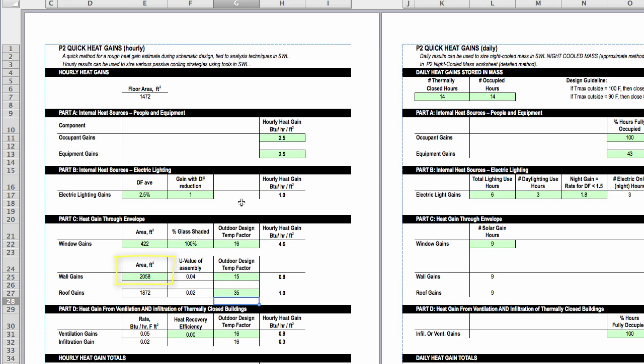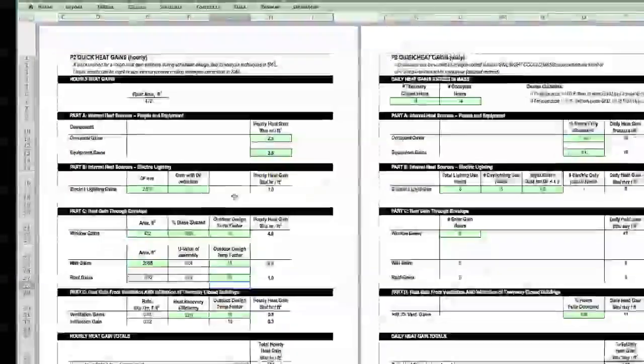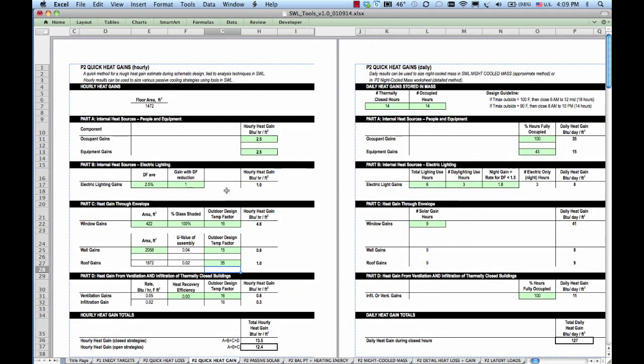Now I've already input for this little building the areas for window gains and the areas for wall gains. Note that the roof area is carried over from the quick heat loss worksheet. The U factors for walls and roofs are also carried over from the heat loss sheet where they were calculated as the reciprocal of the R value. Note that gains through floors which do not receive sun are ignored. The spreadsheet does the same calculations as shown in the hand formulas in Part C of the method in the total heat gains analysis technique, where we've been getting all of our inputs from.